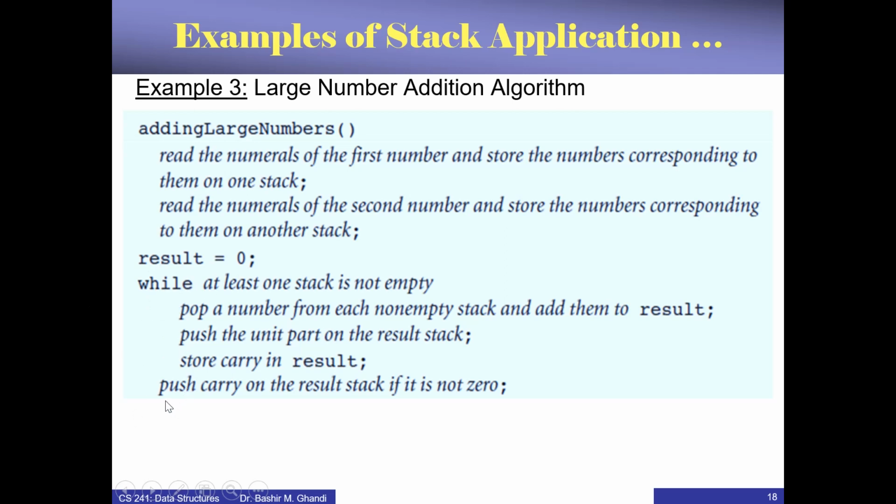At the end of the loop, check if your result is not 0. You have to push it in the result stack. So push the carry on the result stack if it is not 0. Okay, so at this time we have finished. To get our result of the addition, you just need to pop the characters in the result stack. Okay, so this is what this last statement says. Pop the numbers from the result stack and display them as your output.